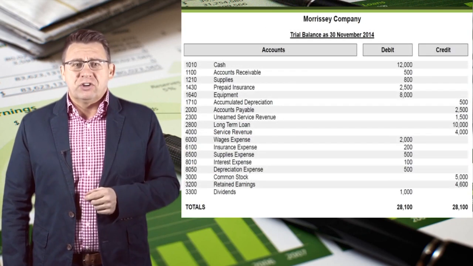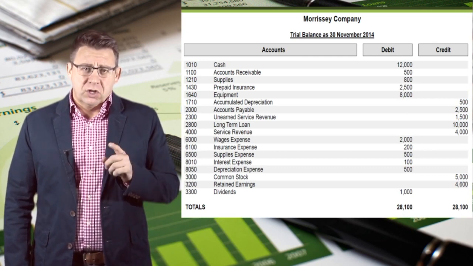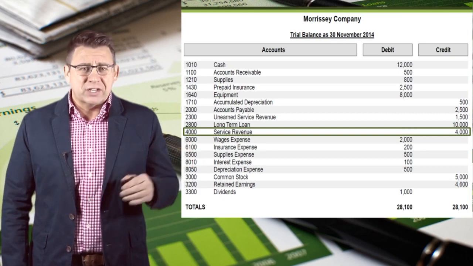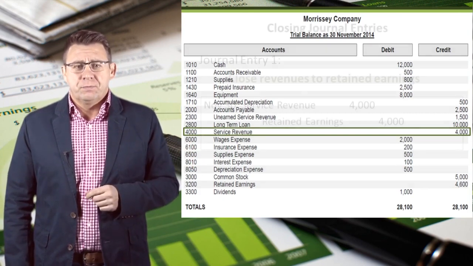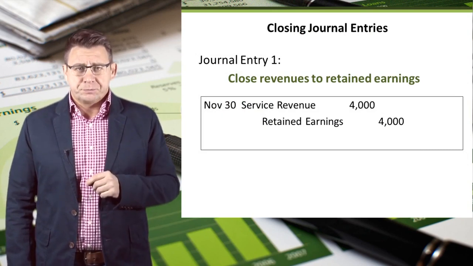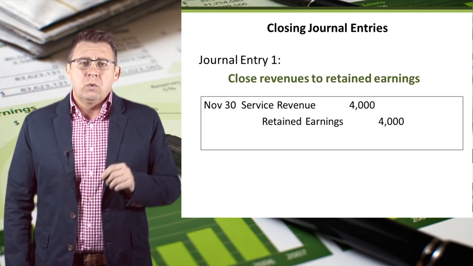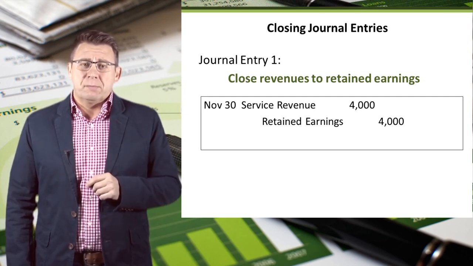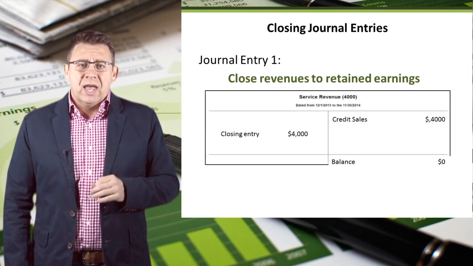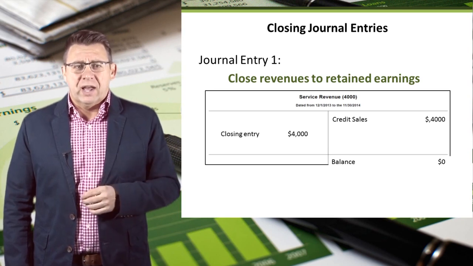Here is an example of an adjusted trial balance. We could have also used the financial statements to close the temporary accounts. Let's start with service revenue, which has a credit balance of $4,000. The first journal entry is to close revenues to retained earnings. Since revenues have a $4,000 credit balance, we will debit service revenue to make the balance zero. Retained earnings will then be credited. After posting this closing entry, the balance in the service revenue account is zero.